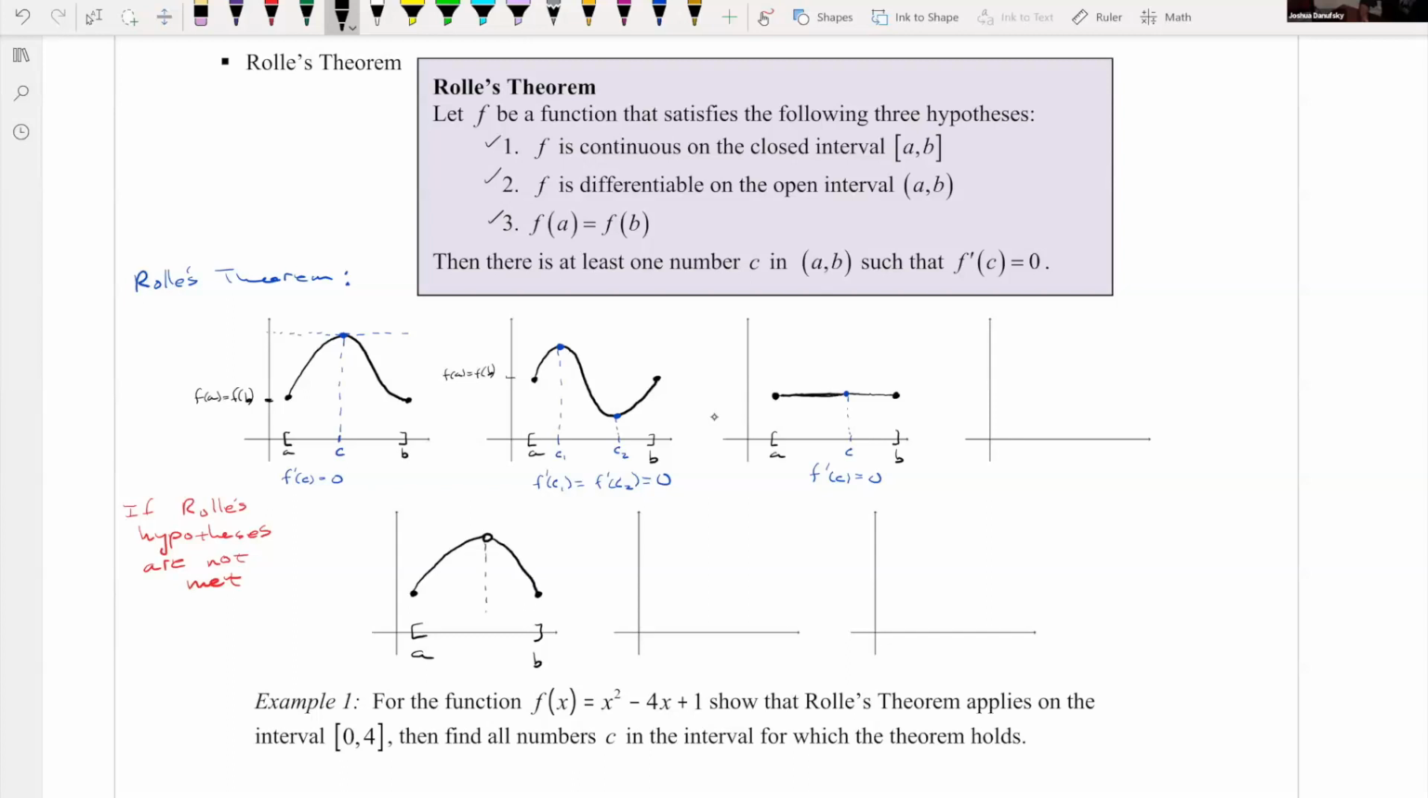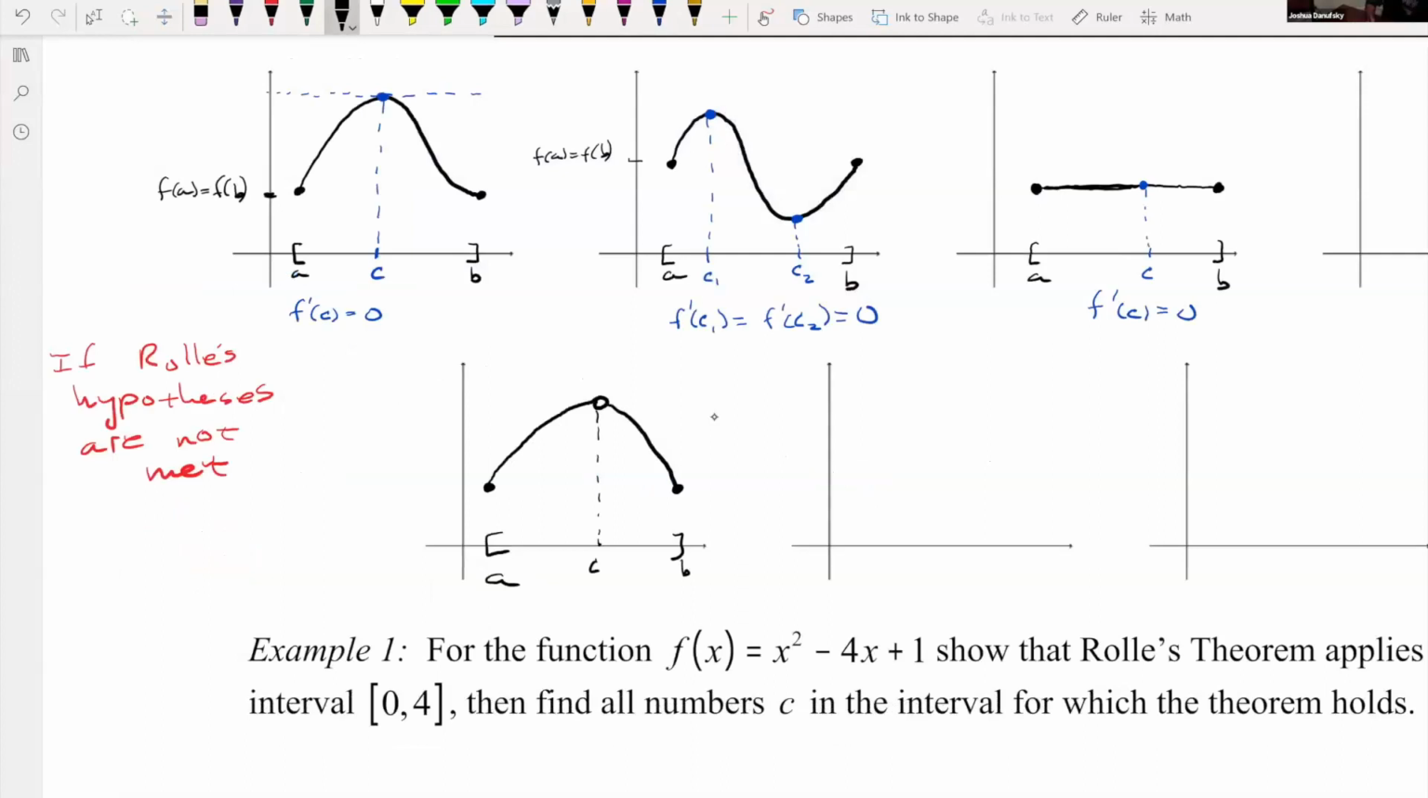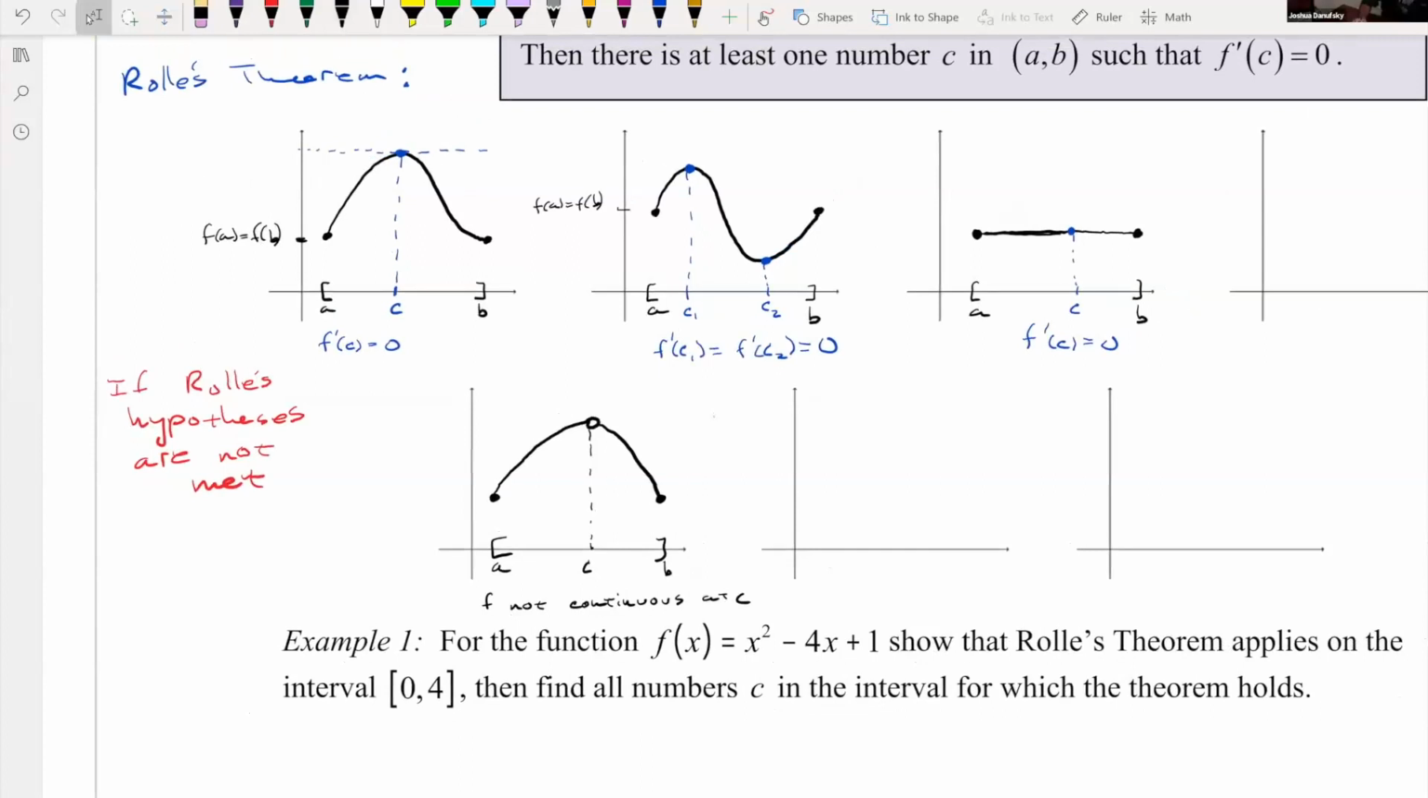where c would have been there at that maximum, right? But because f is not defined there, we get f not continuous at c. So we don't have a horizontal tangent line anywhere, right? Because we have that hole there. So there's a situation where one of the hypotheses is not met. Therefore, we do not have Rolle's theorem to say there exists a c between a and b such that f prime of c is equal to 0.